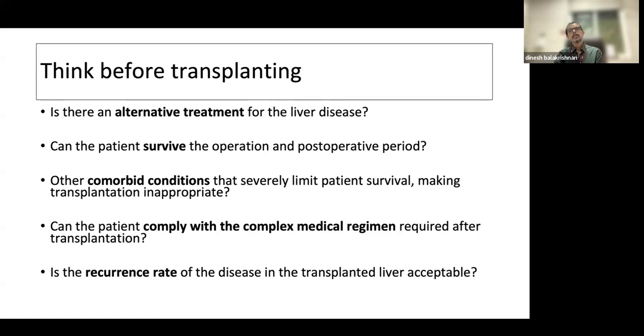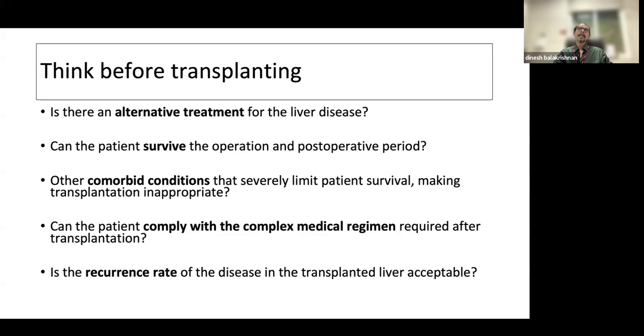Do they have other comorbid illnesses that severely limit patient survival, making transplant inappropriate? Somebody who has progressive interstitial lung disease, where it is not reversible and they have significant issues, then they keep coming back to the ICU. One should think twice about doing something like a liver transplant. Can they comply with complex medical treatment? Because post-transplant, these patients have to be on immunosuppression lifelong.